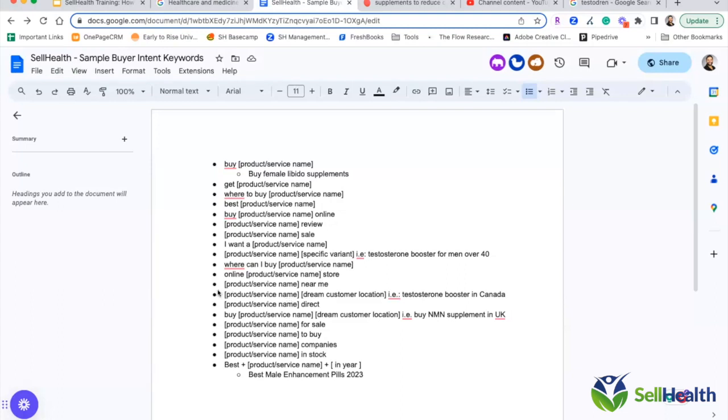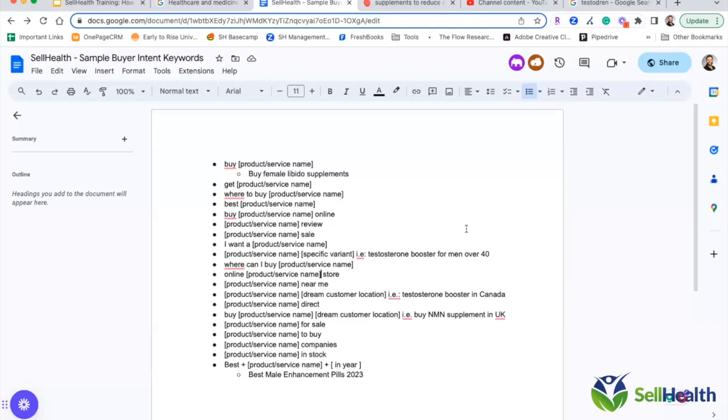Product, service name, dream customer location. Example: testosterone booster in Canada. Those are the types of keywords that will help you focus on good buyers, because they're looking to perform well.